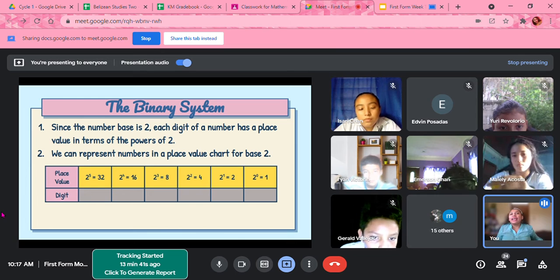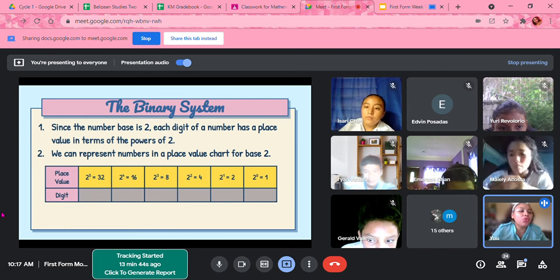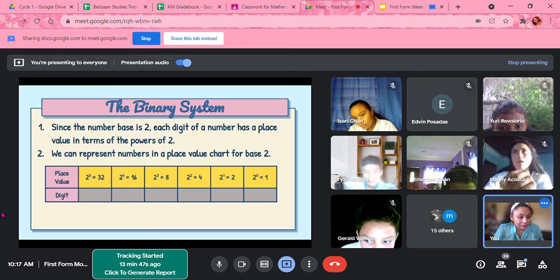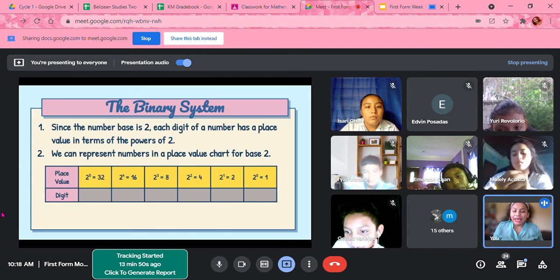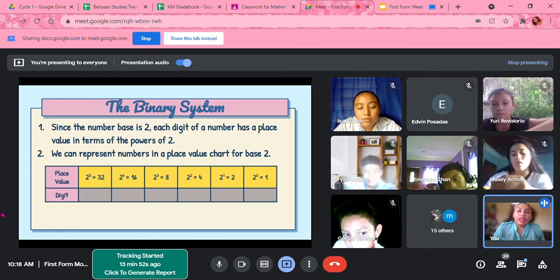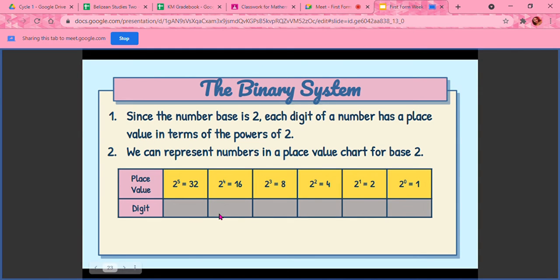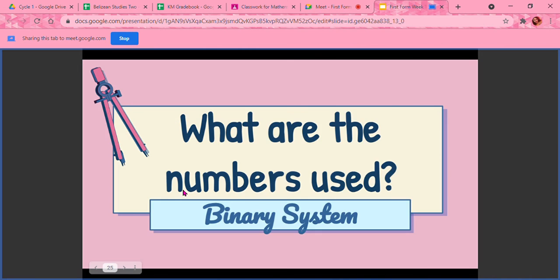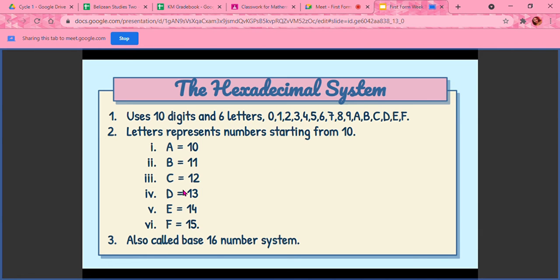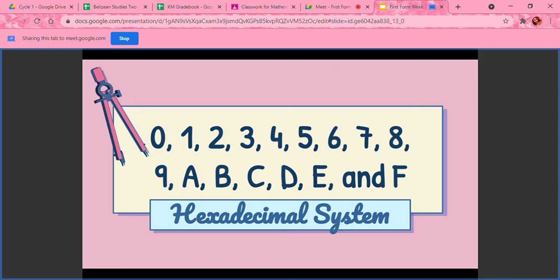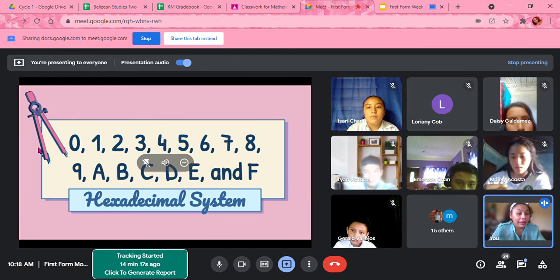So if I am talking about base 5, what will my powers be? 5. Very good. If I am talking about base 8, what will my powers be? 8. Very good. And as we move along, the place value charts change, because it has to change according to each base that you are doing. So, I'm not going to talk about the hexadecimal today because that is big, and it's going to be a little bit more difficult to understand.